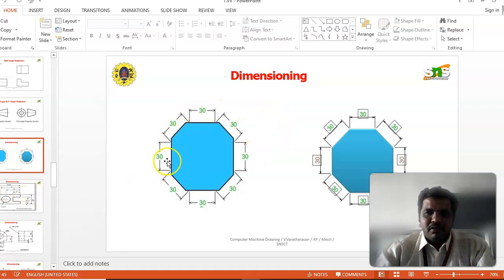We can give the dimension representation by using an arrowhead. The arrowhead is a closed arrowhead with shading. An unclosed arrowhead without shading is a bad representation, and it is also an incorrect method. So we just want to follow this method.